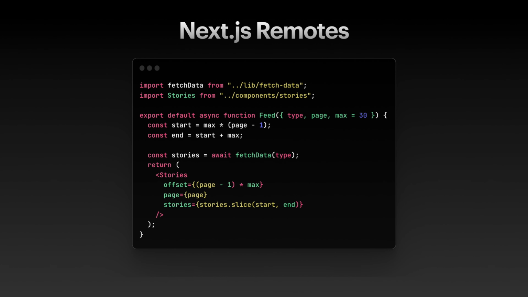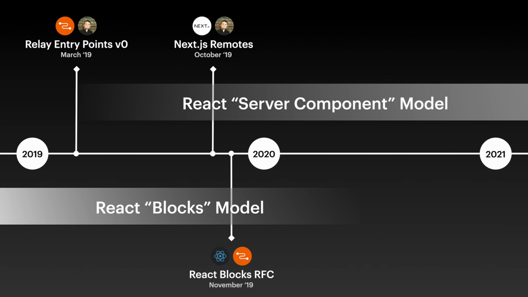This code should seem familiar. Remotes largely resemble server components today. In fact, the primary difference was that they could be used outside of routes as well. Unfortunately, the React team dismissed the idea once again.